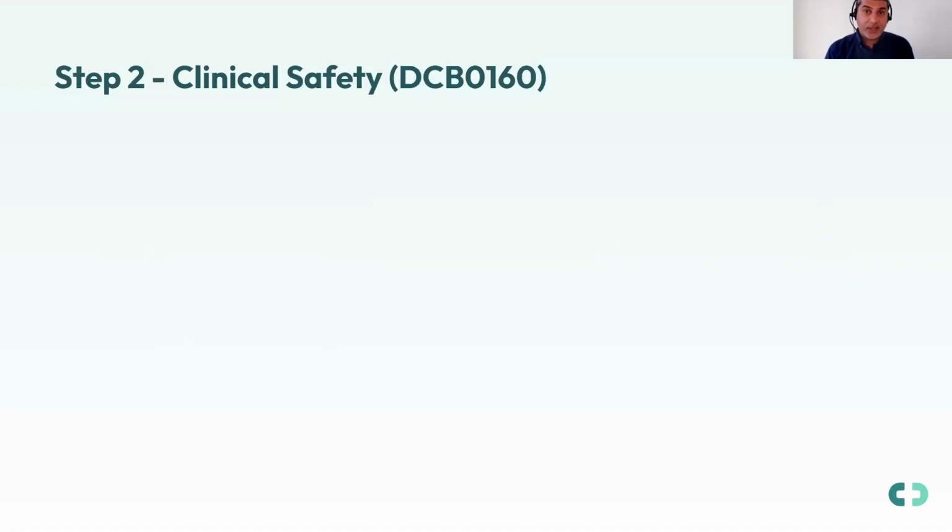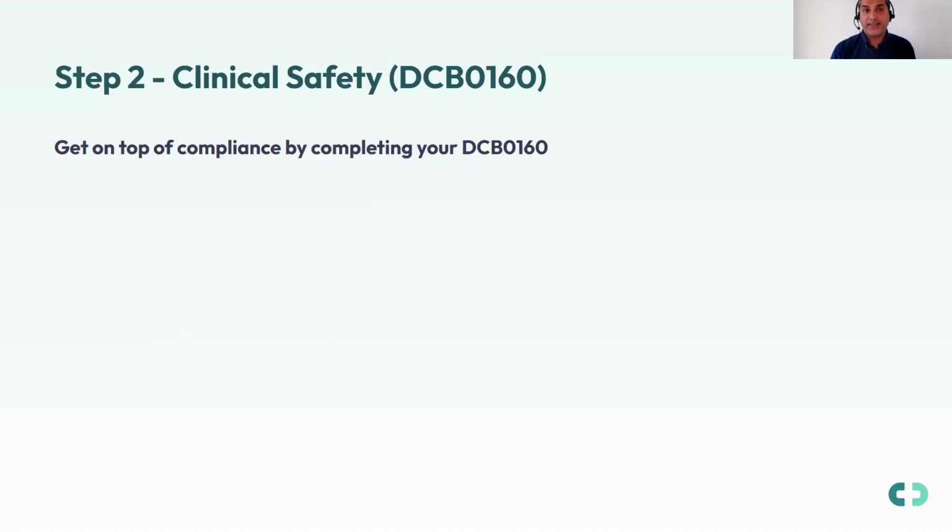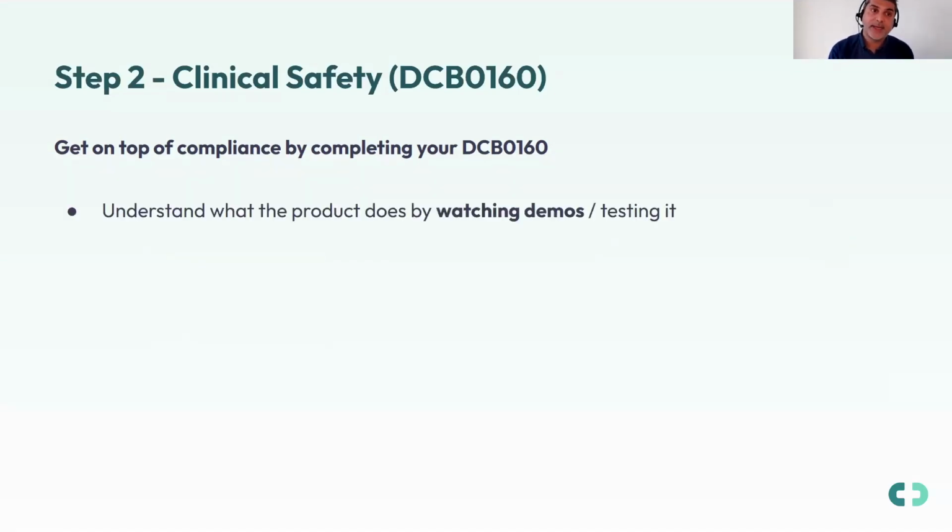Now, the key thing early on is for practices to get on top of the compliance. And this is really to look at how do you complete the DCB 0160. Now, there's various ways that this can be approached. We've set out a way that we feel may well be very supportive of practices. One of the key things to do is to understand what it is that you're looking to implement.